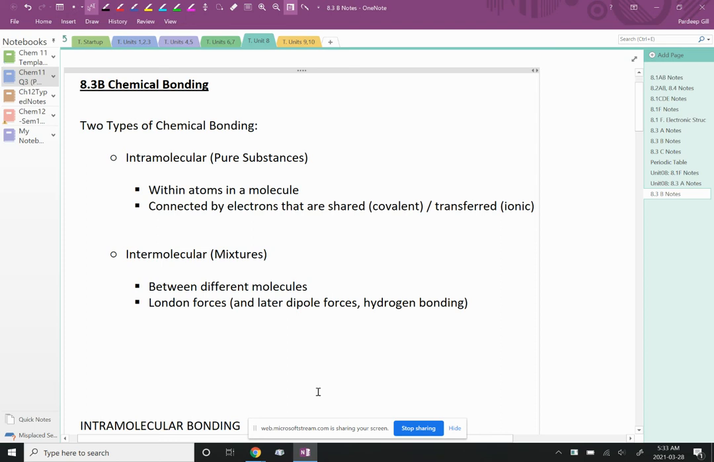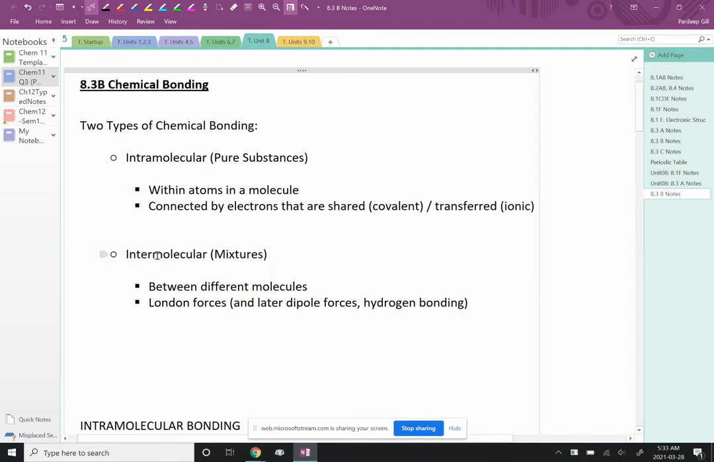This video looks at chemical bonding. There are two types of chemical bonding we're going to look at. The first is intramolecular, found in pure substances, and it's within atoms in a molecule, and it's connected by electrons that are shared either in a covalent molecule or electrons that are transferred in an ionic molecule.